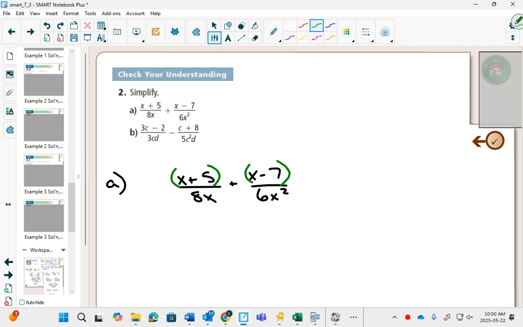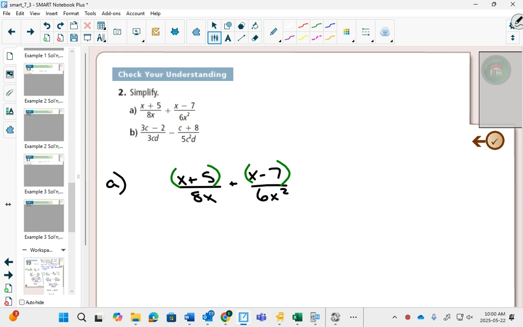And of course, because I'm adding in between, I'm not able to cancel anything if there was something in the first fraction with the second fraction, because we can only simplify or cancel if we're multiplying. And in this case, we're adding. And so we need to think of our fraction rules. What do we do when we're adding? We need a common denominator.